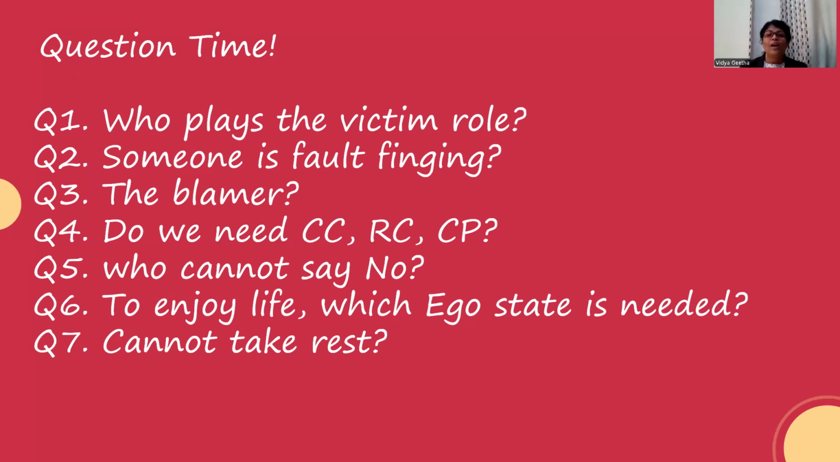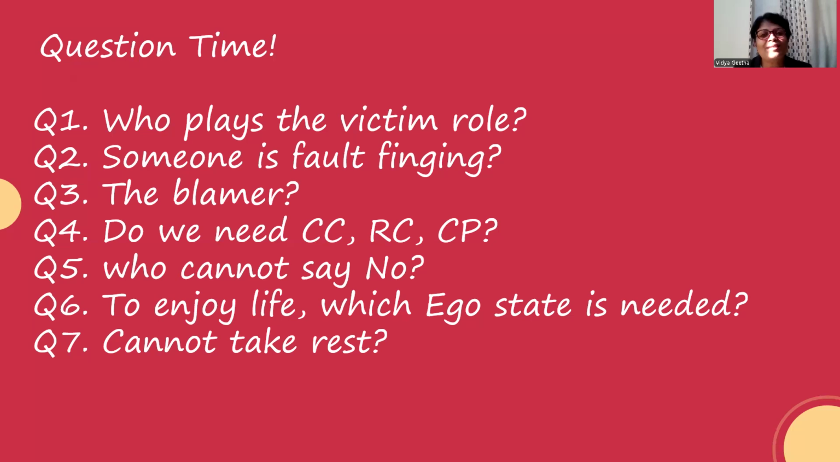Who cannot say no? Nurturing parent: overdoing, over responsible, cannot set boundaries, so cannot say no. Also compliant child cannot say no out of fear. Nurturing parent cannot say no out of the desire to satisfy others, to please others. The compliant child is more likely to be in fearful mode. That is why they cannot say no. So liberate the free child. To enjoy life, which ego state is needed? Free child. Positive free child, not negative free child, positive.